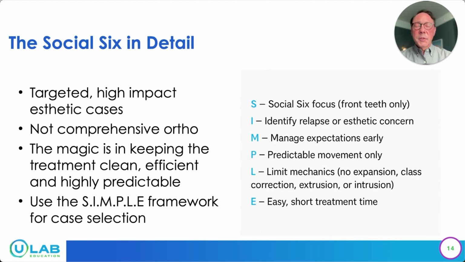Let's go over the Social 6 in detail. Targeted, high-impact aesthetic areas. Not comprehensive ortho. The magic is in keeping the treatment clean, efficient, and highly predictable. I use a simple framework for case selection. The framework consists of the Social 6 focus, mainly front teeth, identifying relapses or areas of aesthetic concern, managing expectations early, predictable movement only, limited mechanics, no expansion, class correction, extrusion, or intrusion, and then easy, short treatment time.